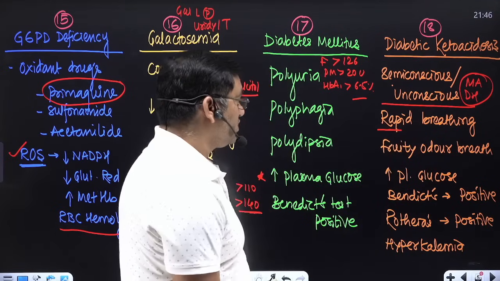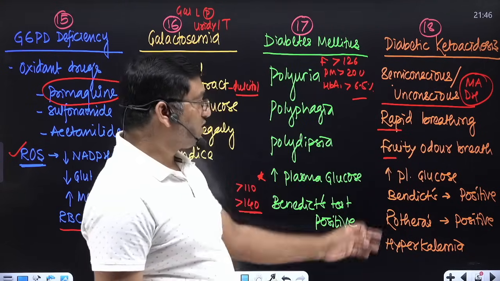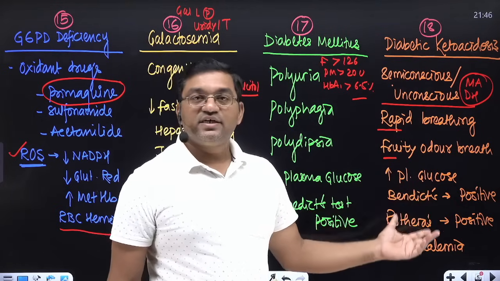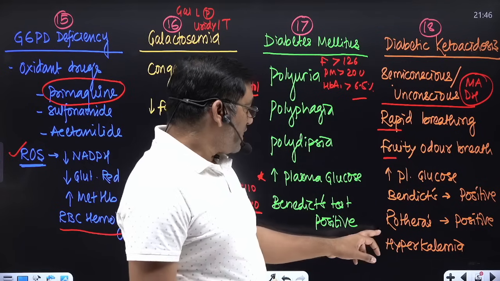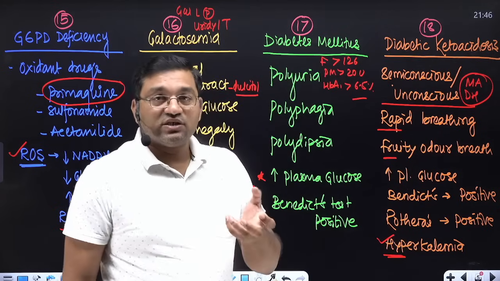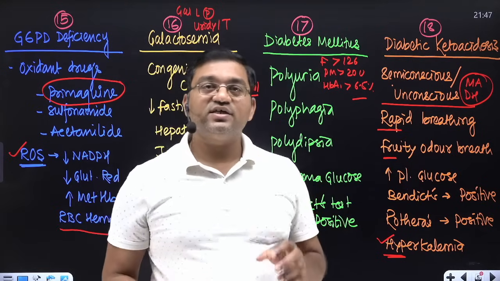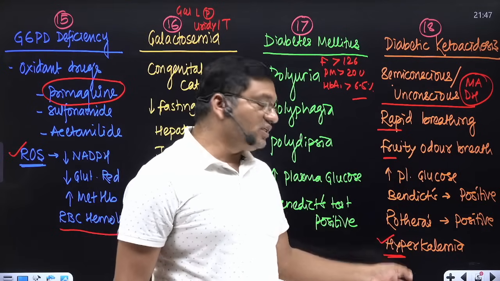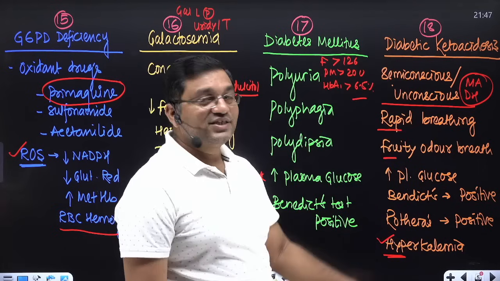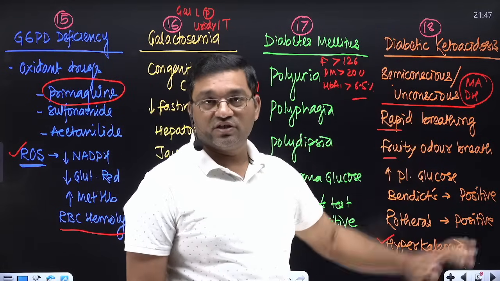Kussmaul breathing is there. Fruity odor of breath and fruity odor of the urine is there because of excretion of ketone bodies in the urine. Then there is elevated plasma glucose level. Benedict test and Rothera's test both are positive. And there is hyperkalemia. This is a compensatory mechanism because the hydrogen ion concentration in the blood is much higher, and to compensate that, hydrogen will move inside the cell, and in exchange the potassium will move outside. So hyperkalemia is there. So you may get a case of diabetic ketoacidosis. Okay, this is a very important case for first year MBBS students.